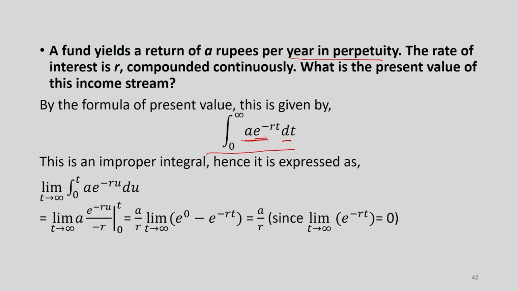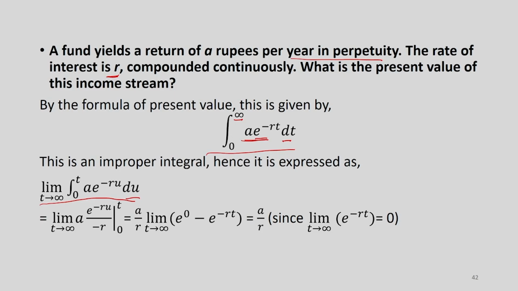Here R is the rate of interest which is given to me. So, this is the present value, but this is an improper integral because the upper limit is infinity. So, I write this as: limit t goes to infinity, integration from 0 to t of A e to the power minus R u du. I have taken u to be the variable of integration, so as to not confuse it with t.